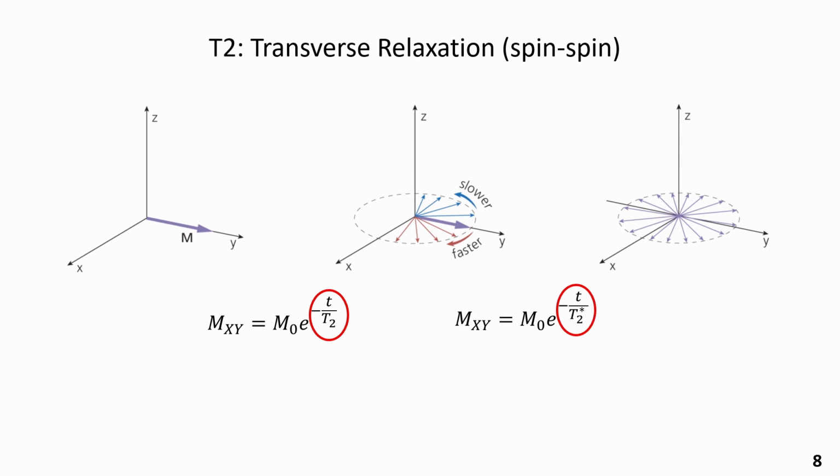If we take into account the magnetic scanner's field inhomogeneity, then the fanning out is faster. T2 star is the relaxation parameter that describes both the tissue and the field inhomogeneity. T2 star is about 20 milliseconds in normal myocardium. The dephasing and loss of magnetization on the transverse XY plane is only the result of an increase in entropy. There is no energy transfer.